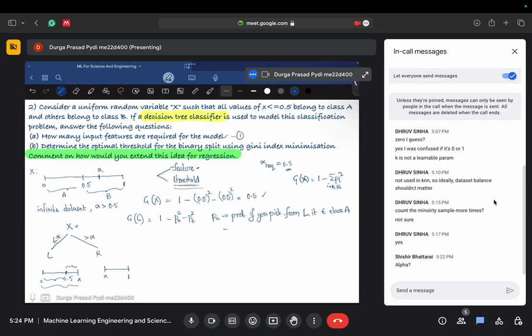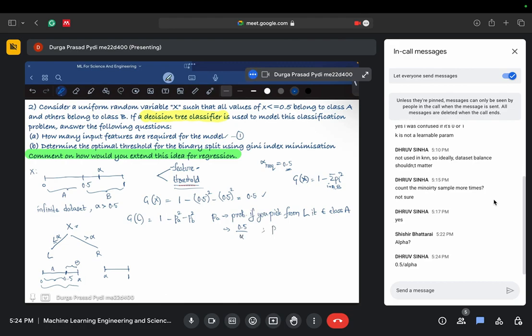So what will be the value of PA? It is the proportion in this particular one. This is class A and this is class B. So the proportion of class A is 0.5 by the total, which is alpha. Out of alpha, 0.5 is for class A. Similarly, what will be the probability of class B in data set L? It is the remaining one, so that is 1 minus this. Essentially it is alpha minus 0.5 by alpha. So this gives you the probability, and you can substitute this to get the value of GL.